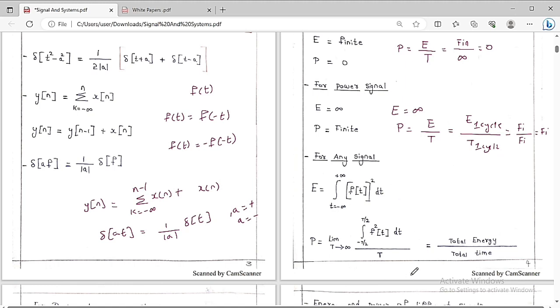So basically I'm going to give these two formulas only for the continuous time domain. The energy present in the signal f of t is equal to the integration from t equals minus infinity to plus infinity of f of t whole square dt. Then what is the power?